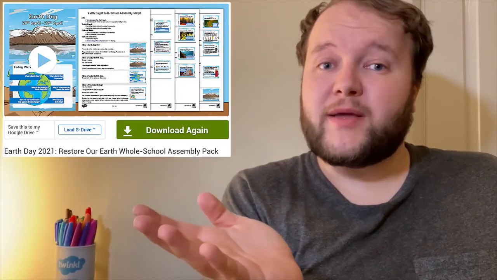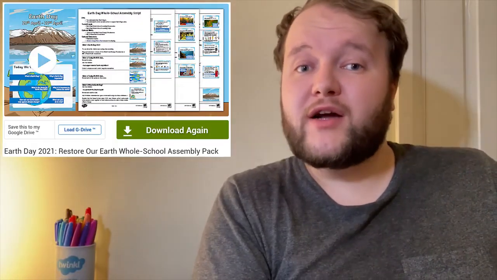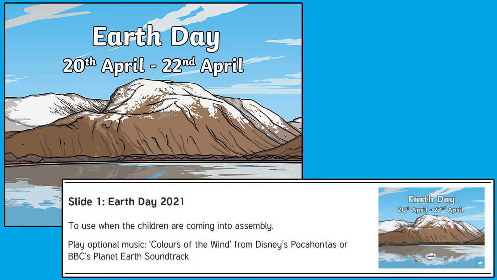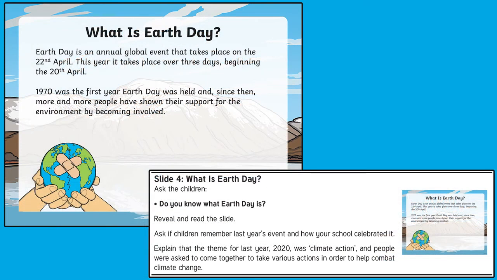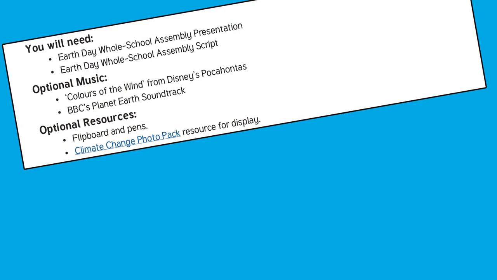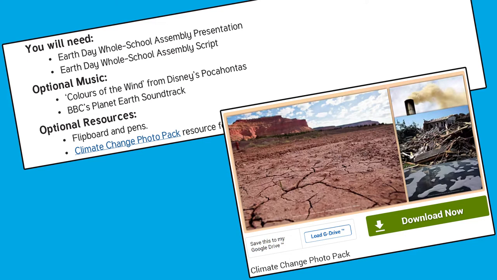There's also this assembly pack to support wider learning for a larger group of children on the day. Included is a presentation and a script to follow. The script gives some ideas on questions to ask children at each step of the presentation. It also suggests some other Twinkl resources to have ready, like the climate change photo pack, or some optional music to set the scene in the assembly. Then work through the presentation, reveal the facts, and discuss how we can take action.